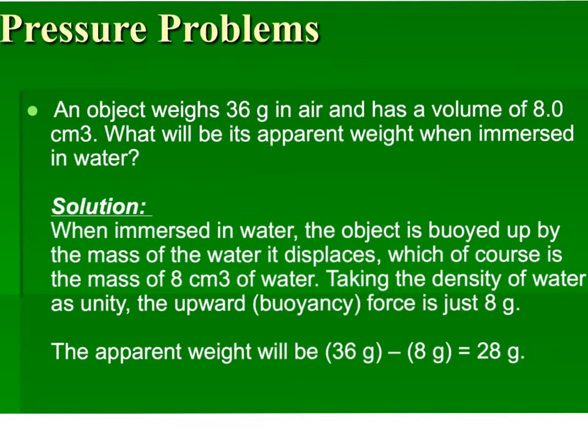Remember, when an object is placed in water, it will displace a certain volume of water. And so it displaces the amount of 8 cubic centimeters. So we're going to take this and subtract it from 36 grams, and we would get the apparent weight of the object as being 28 grams.